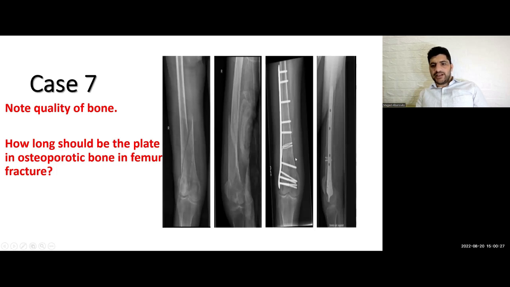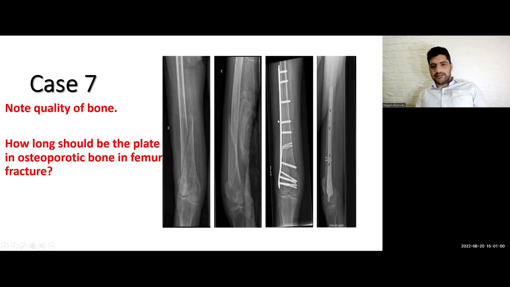We will fix with a very long locked plate. Why a locked plate? Because it is advisable for osteoporotic fracture. A long plate, not filling all the holes, not putting screws at the fracture site. I will use cerclage to make anatomical reduction. How long should the plate be in osteoporotic bone in the femur?